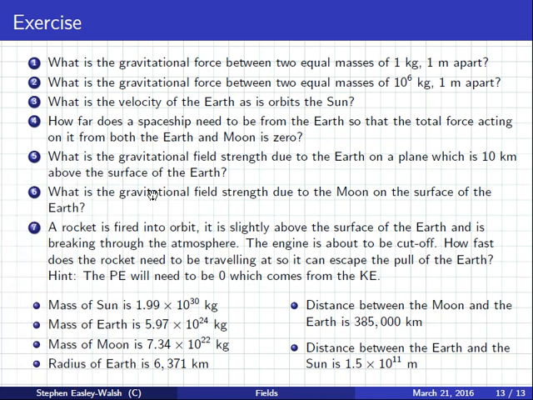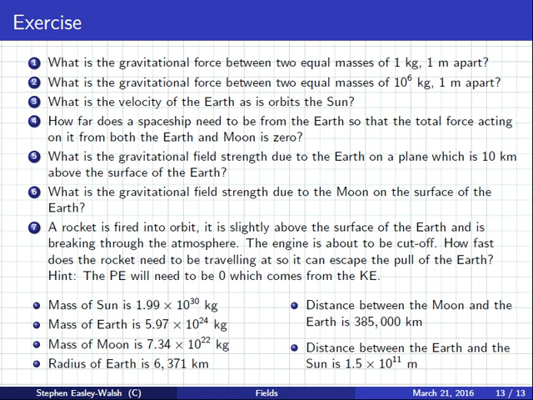So the first question: what is the gravitational force between two masses of 1 kilogram which are 1 meter apart? I would really hope that that one was okay. The answer is 6.67 times 10 to the minus 11 newtons, because the m is 1, the m is 1, and the r is 1.